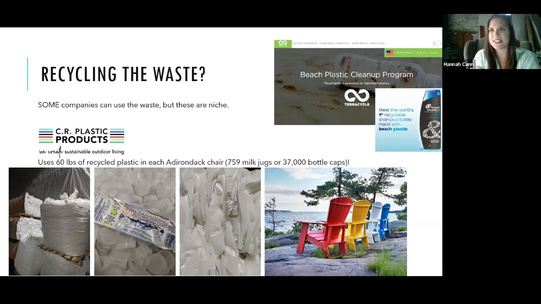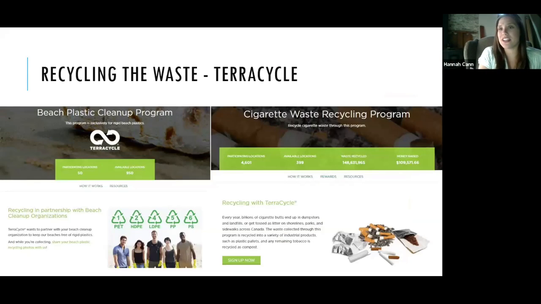So you've probably seen these chairs. If you have driven up Highway 21, the Home Hardware in Kincardine has a beautiful array of these colorful chairs out. Those are those Sierra Plastic Products chairs. And they use 60 pounds of recycled plastic in each Adirondack chair. So that's 760 milk jugs or 37,000 bottle caps. It's absolutely amazing. And it's a great way to see an item go from a single-use item into a post-consumer recycled product that can last. They have a warranty, I think, of 20 years.